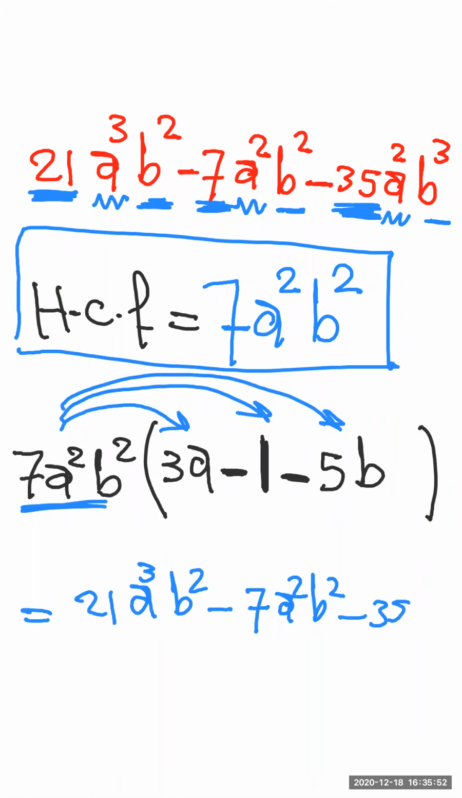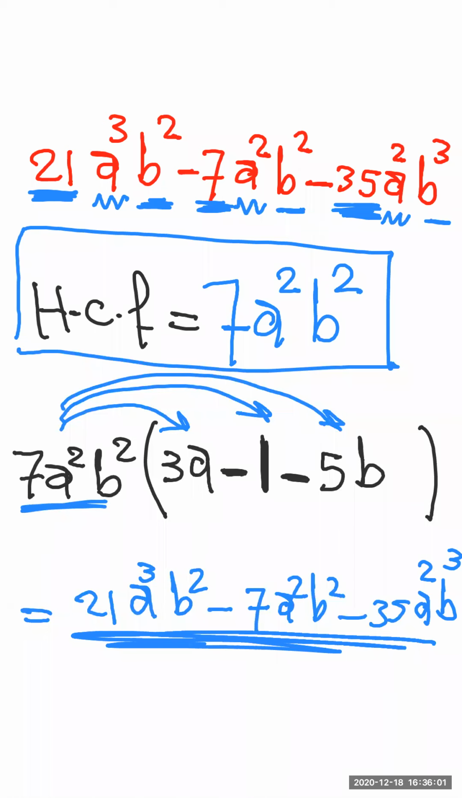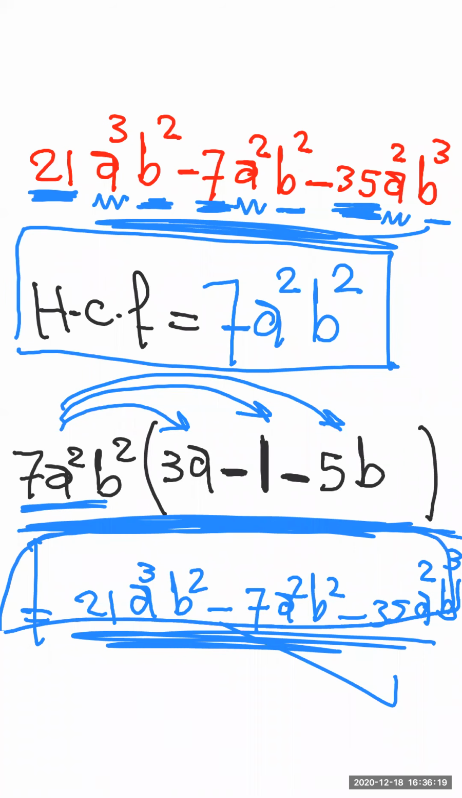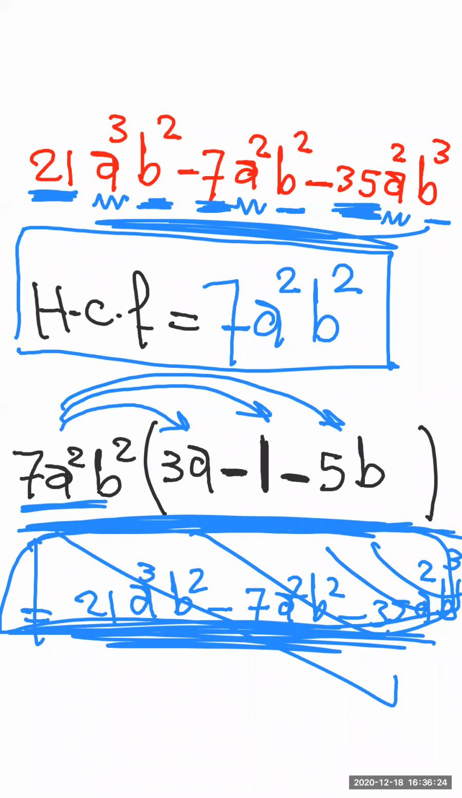A squared times, so A squared, okay? B squared times B, so B power 3. Check the two terms here, guys, and here. It's exactly the same. Okay, so my factorization is correct 100%. Of course, if the question is about factorization, the answer or the solution ends here. This step is only to check that the factorization is correct.